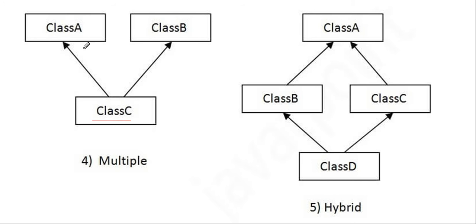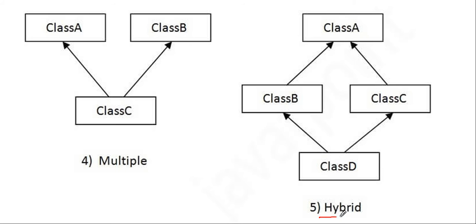We can inherit the properties of class A, and to inherit the properties of class B, we would have to create another program through which we can inherit the properties of class B. Meaning, with the help of a single program, we are not able to inherit the properties of class A and class B. So this kind of inheritance, multiple inheritance, is not supported by Java.